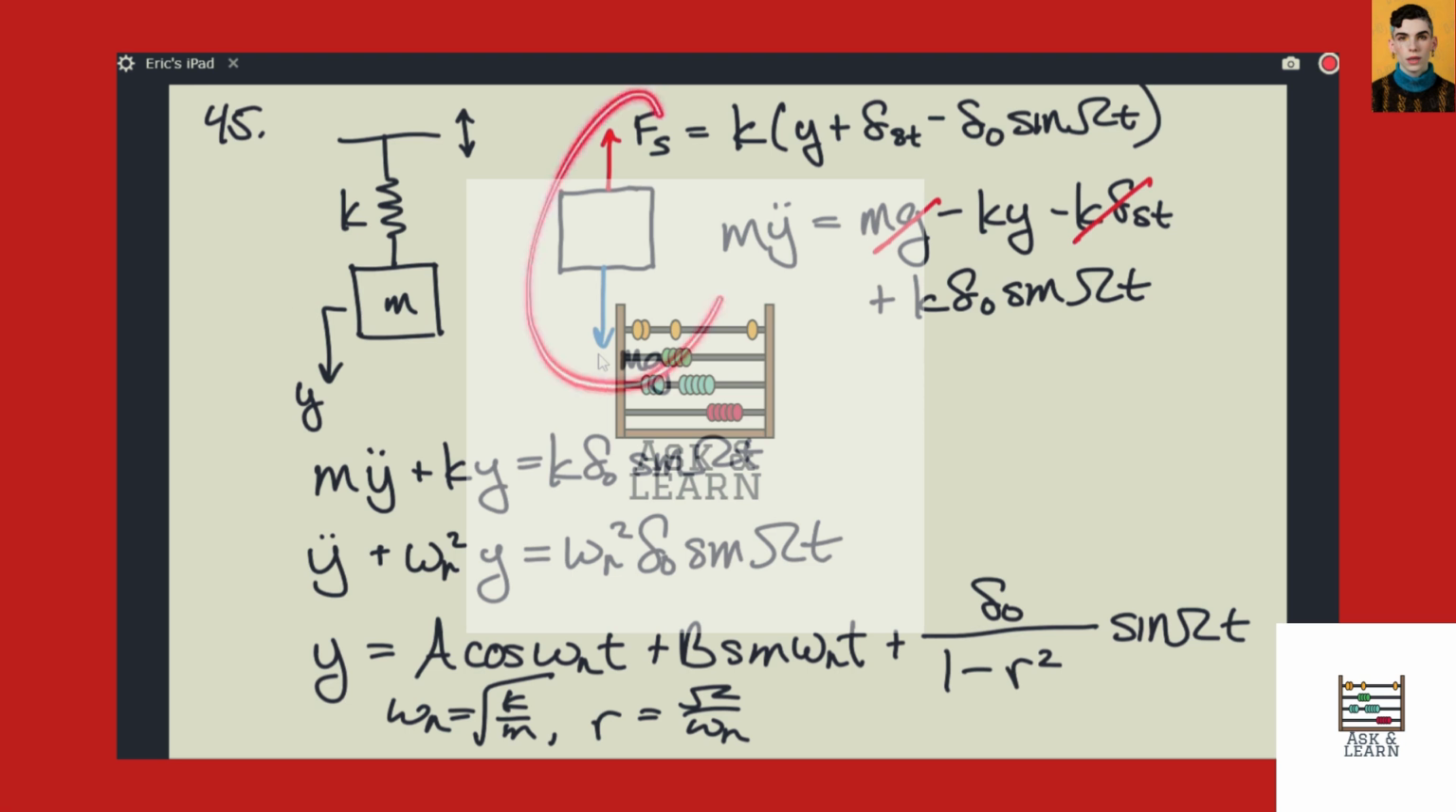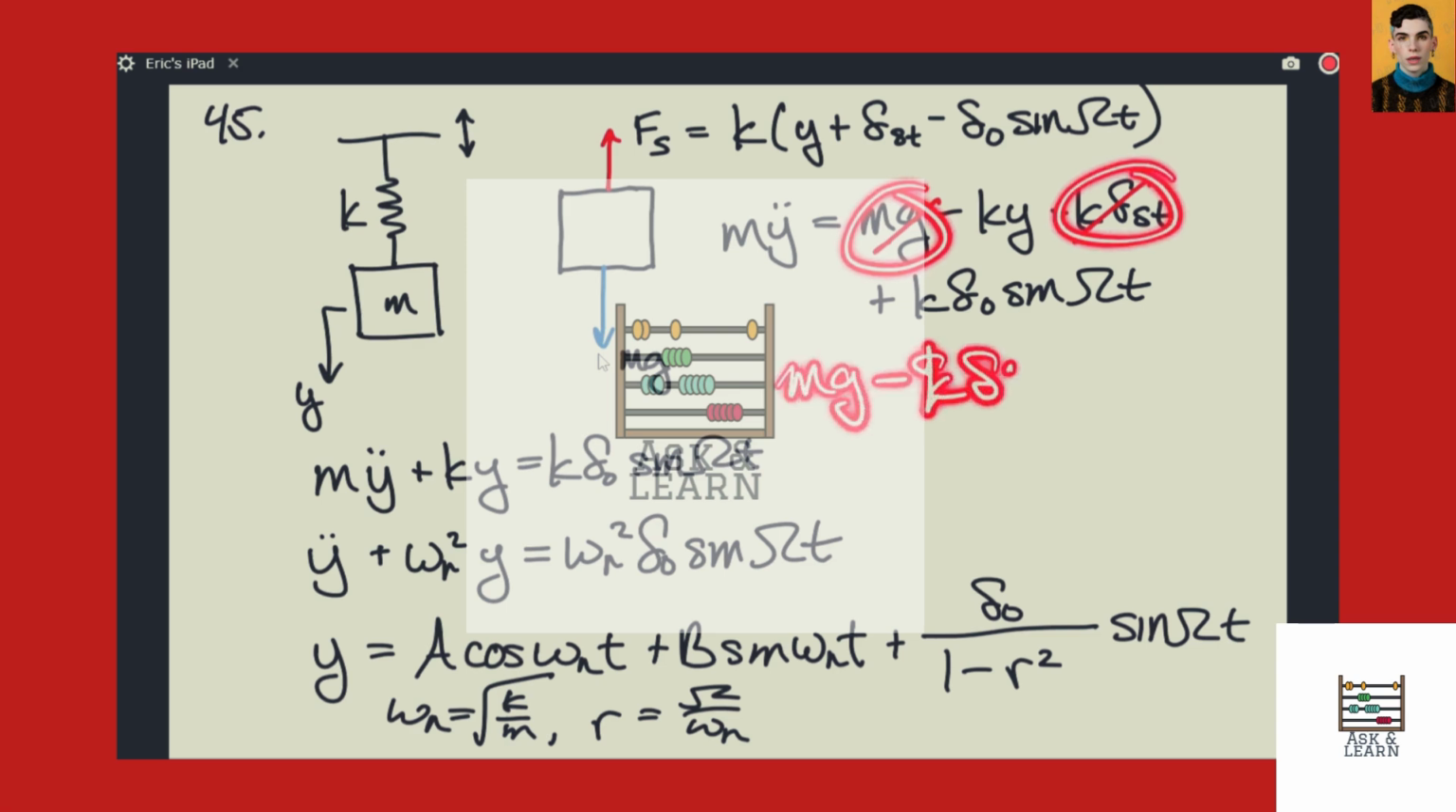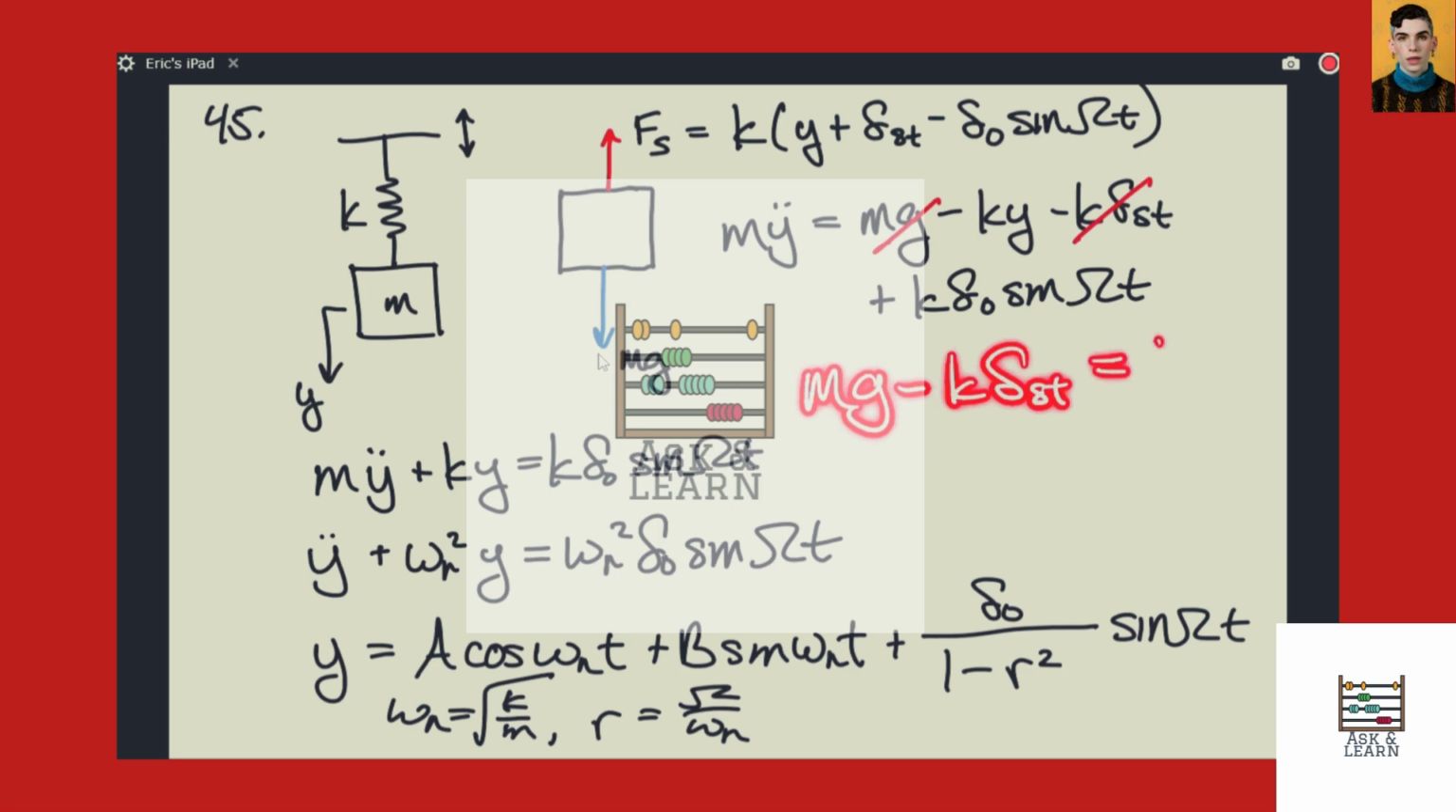Plugging that in, we get my double dot equals mg minus fs, which is then this. Okay. Now what we can see here is that the static deflection is actually mg over k. So k times the static deflection is mg. So these two terms are basically a static force balance. So if we had statics, let me actually write that better. K delta static, that would be this equation of static equilibrium for this system, where this is just the static displacement from when the spring was unstretched.